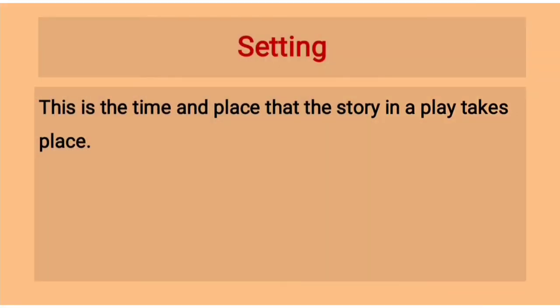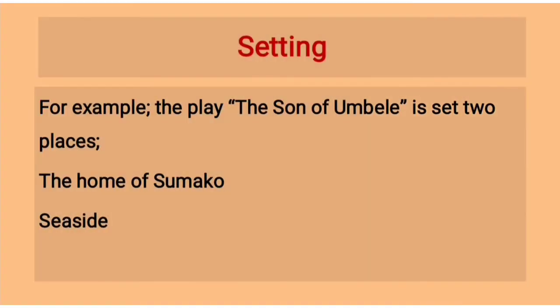Setting. The setting of a play basically is the time and place that the story in a play takes place. For example, the play The Son of Umbele is set in two places. We have the first one being the home of Sumako, and then the second one being the seaside. So these are the two main places where The Son of Umbele is set.